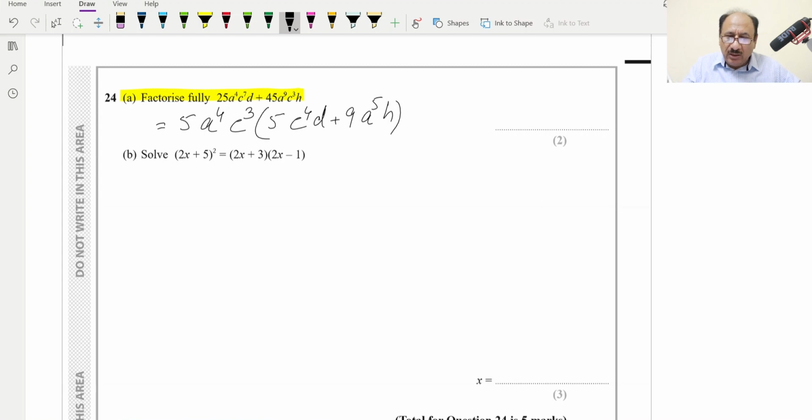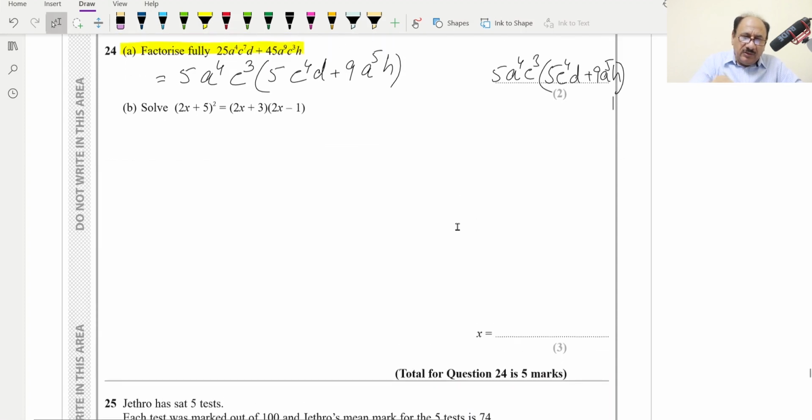So this will be our answer which we can provide over here: 5a^4 c^3 into (5c^4 d plus 9a^5 h), bracket close. This is a 2 mark question which we have done.